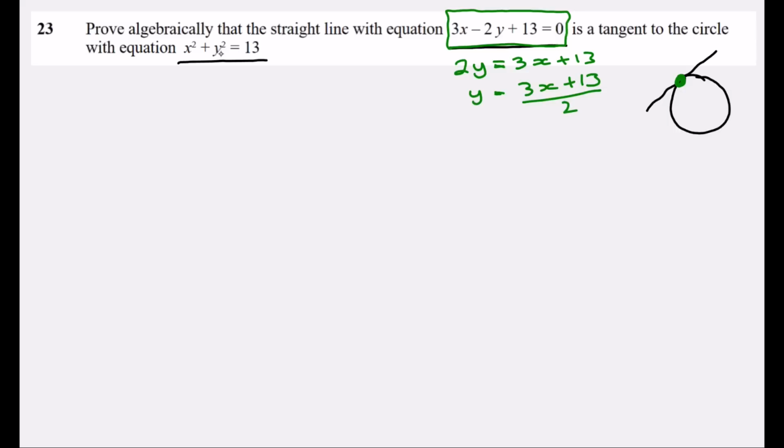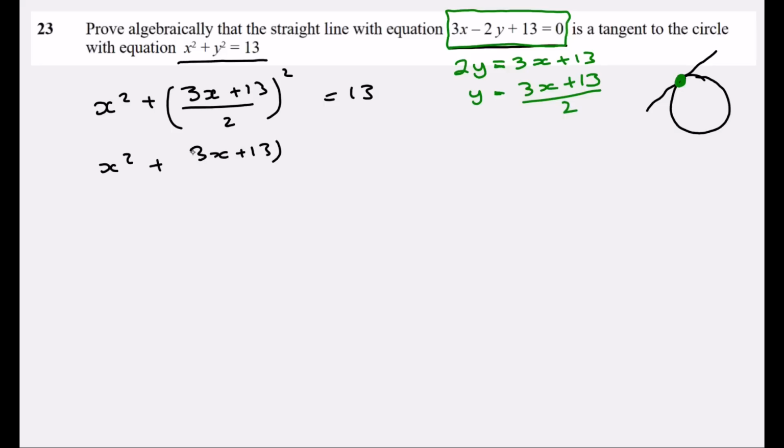I can substitute it into my circle equation. So wherever I have y, I'm going to change it into (3x plus 13) over 2. So I've got x squared plus ((3x plus 13) over 2) squared equals 13. I need to expand this. Squared means times itself, so it's (3x plus 13) times (3x plus 13).